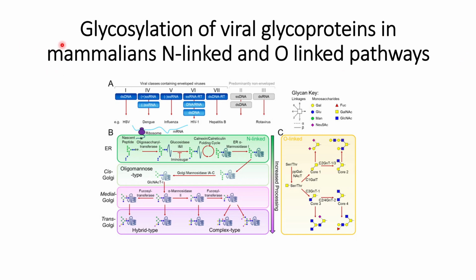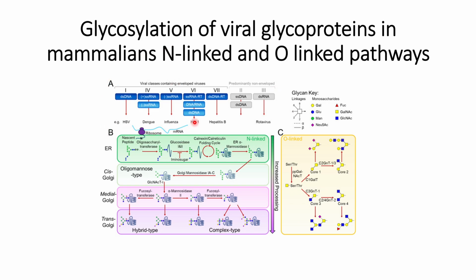The topic of discussion for today is glycosylation of the viral glycoproteins in mammalian cells, through the N-linked and O-linked pathways. We will cover how these viral glycoproteins use the glycosylation pathways that are present in mammalian cells, and we will cover two major kinds of glycosylation, that is the N-linked and O-linked pathways.